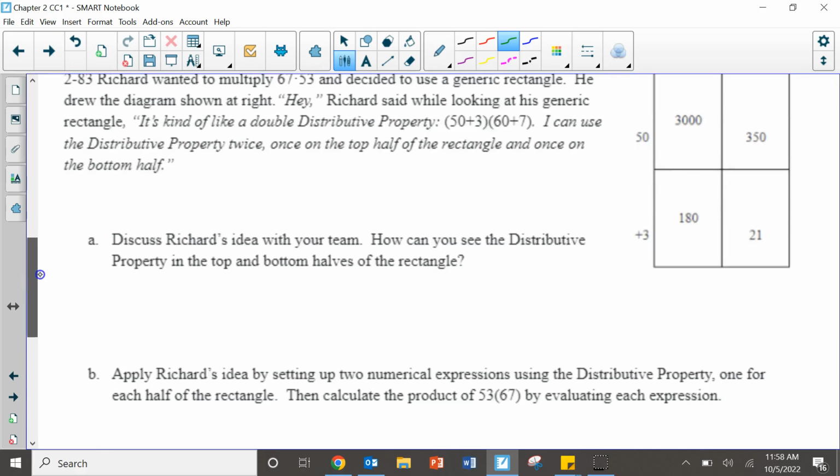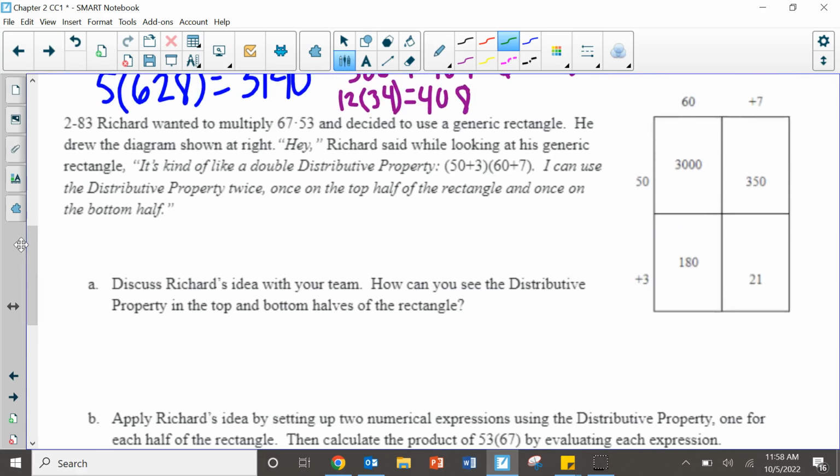So real quick, I want you to take a pause and look at the generic rectangle. Where did he see the distributive property? 50 plus 3 times 60 plus 7. How does he see that on the top, and how does he see that on the bottom? He mentioned he's going to be doing the distributive property twice, but where is he seeing that? Go ahead, take a second and see if you can come up with A. How can you see the distributive property in the top and bottom halves of the rectangle?